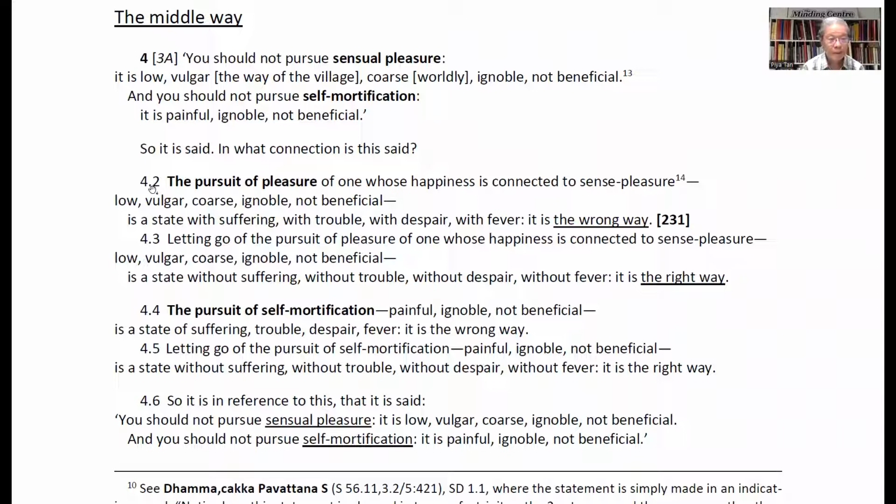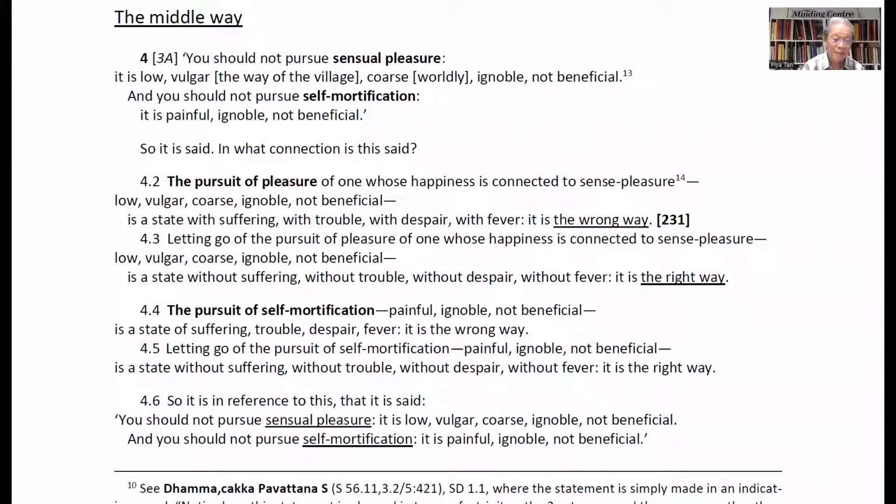4.2. The pursuit of pleasure is highlighted. So that's the key word, the idea from the previous passage. The pursuit of pleasure of one whose happiness is connected to sense pleasure. It is low, vulgar, coarse, ignoble, not beneficial. It's a state with suffering, with trouble, with despair, with fever. It is the wrong way.